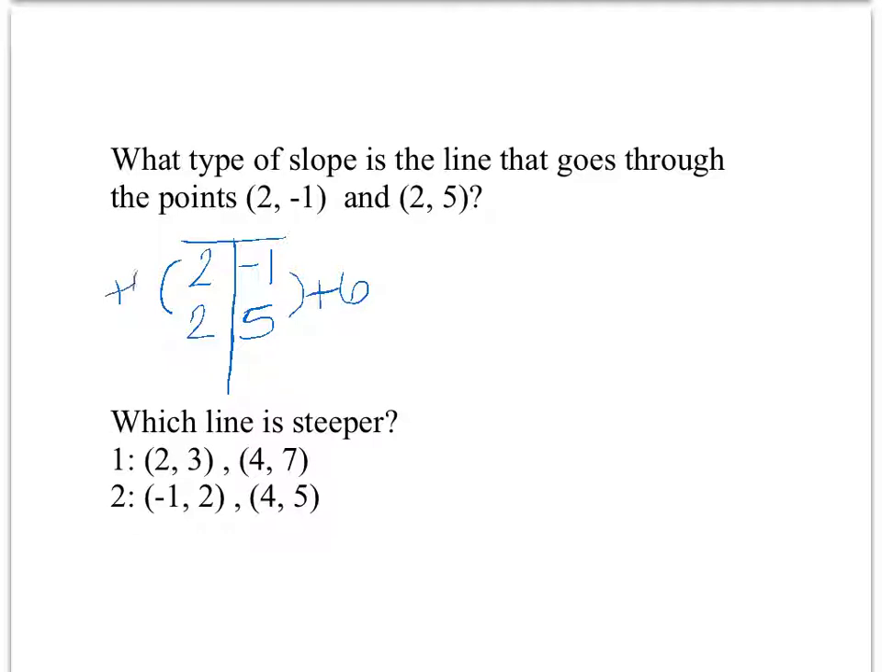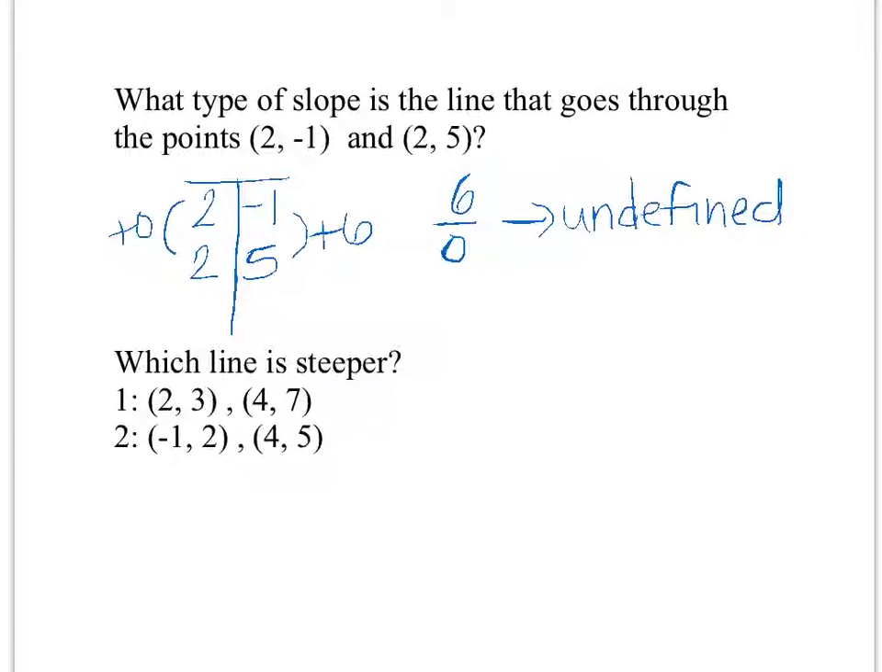Over here I add 0. And so the fraction I get is 6 over 0. Remember, you cannot divide by 0. That's an illegal option. So when we have that, we consider this to be undefined. Now if we actually graphed the points, we would find that we had a vertical line.